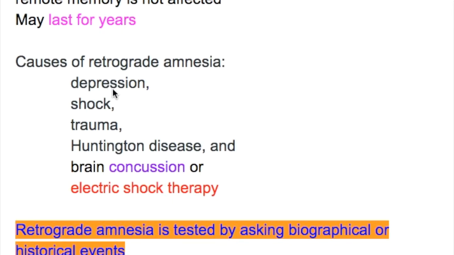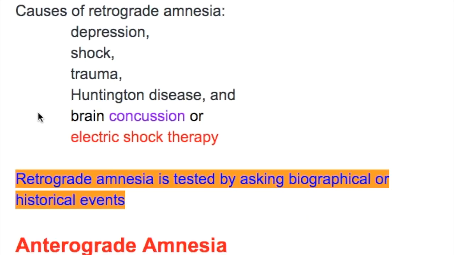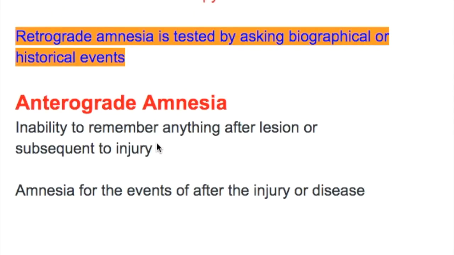What are the causes of retrograde amnesia? Retrograde amnesia may occur due to depression, shock, trauma, Huntington disease, and brain concussion or electric shock therapy. So brain concussion and electric shock therapy also cause retrograde amnesia. Retrograde amnesia is tested by asking about biological or historical events.